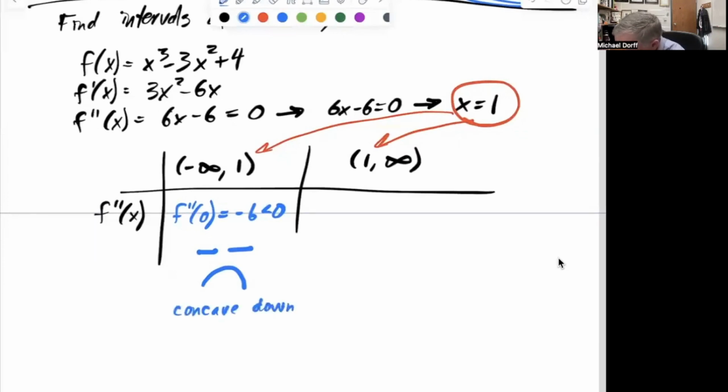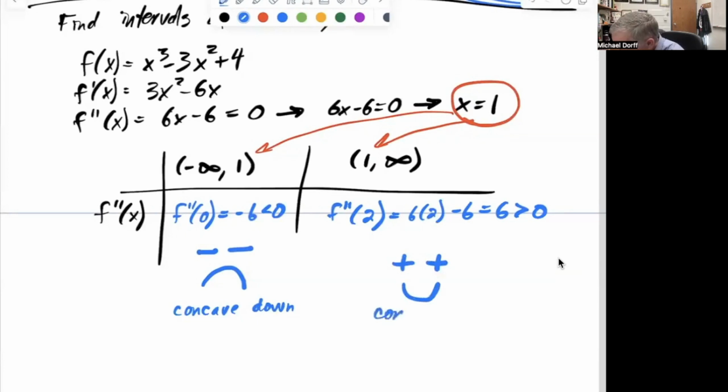If I do the second interval from 1 to infinity, I'm going to look at the second derivative at 2, one of the points between 1 and infinity. And if I do that, we're going to end up with positive 6. We did that earlier: 6 times 2 minus 6, which is 12 minus 6, which is positive 6, which is greater than 0. So I have positive, the second derivative is greater than 0, so I've got two positives, and I make that into a smiley face, and so that's concave up.